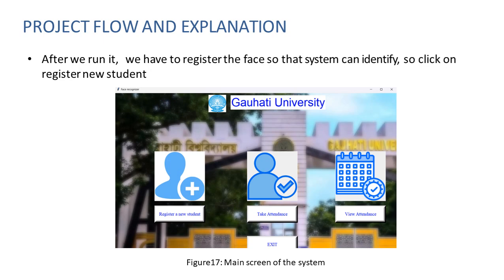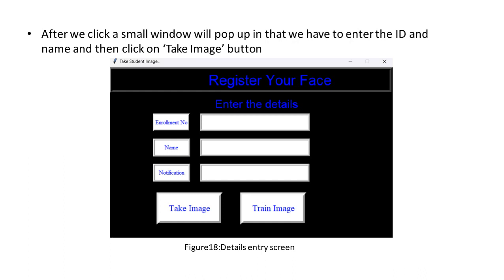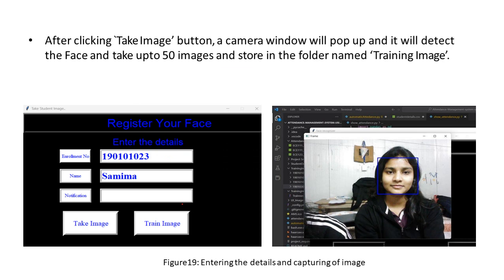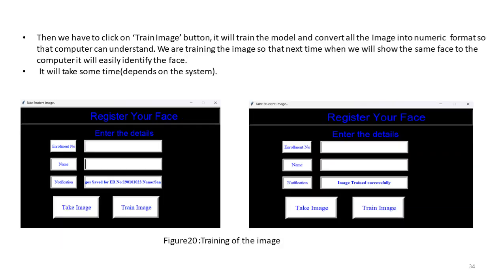So now for the project plan explanation part, after we run the system, this is the main screen of the system. We have to select the register new button. After that we'll have to put up the details such as enrollment number and name and press the take image. The camera will pop up and it will start taking pictures of the face. After taking the pictures, we have to press the train image button and the image will be trained successfully. After that we'll have to close this window.